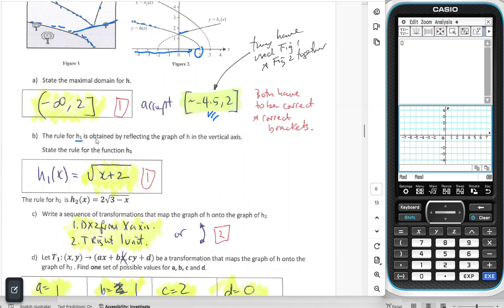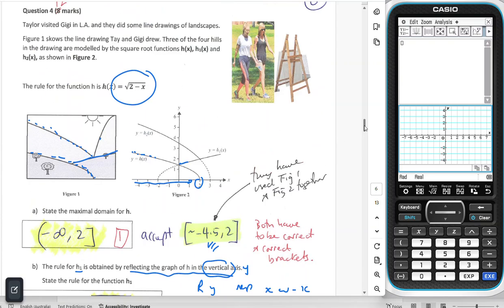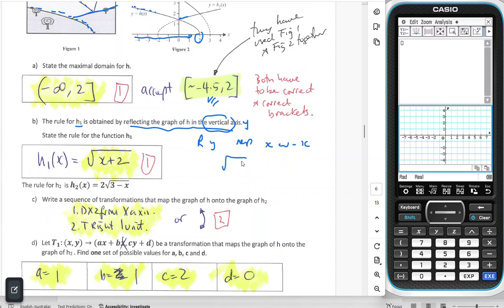The rule for H1 is obtained by reflecting the graph of H in the vertical axis, so the y-axis. So reflect over the y-axis, replace x with minus x. So my rule, which used to be the square root of 2 minus x, now becomes the square root of 2 minus minus x. So x plus 2.